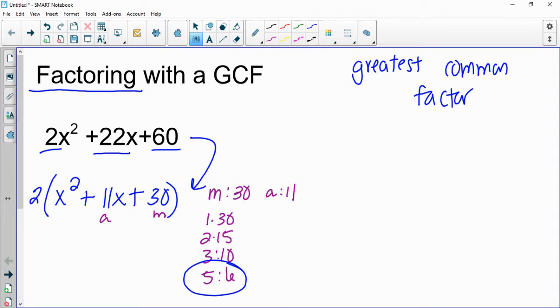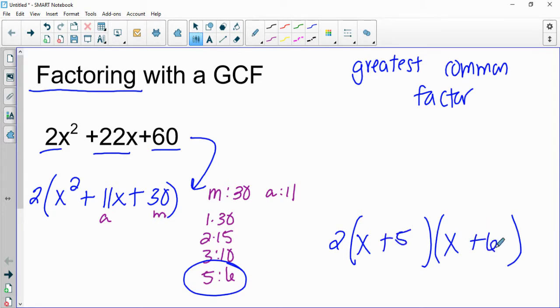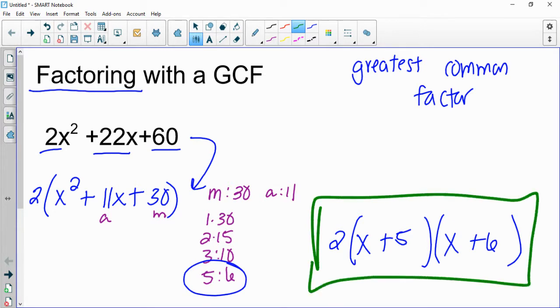So how we're going to factor this problem completely is we're going to keep this 2 out front, and then just like we were doing the other day, you're going to have 2 sets of parentheses. Each one is going to have an x in it, and then the numbers we're picking are positive 5 and positive 6. So plus 5 plus 6. There you go. Okay, so it's the same as we were doing before. You just have to take out the greatest common factor before you start doing this factoring thing.